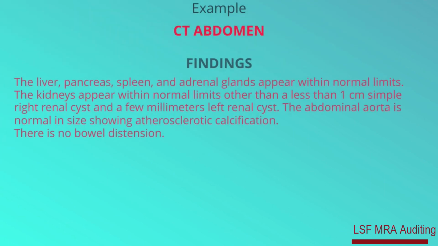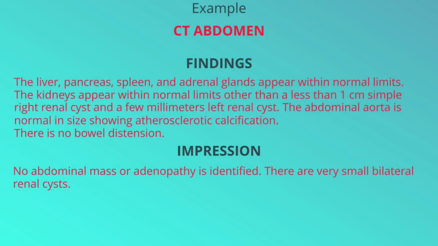Let's read a CT abdomen as an example. Findings. The liver, pancreas, spleen, and adrenal glands appear within normal limits. The kidneys appear within normal limits other than a less than 1 cm simple right renal cyst, and a few millimeters left renal cyst. The abdominal aorta is normal in size, showing atherosclerotic calcification. There is no bowel distension.